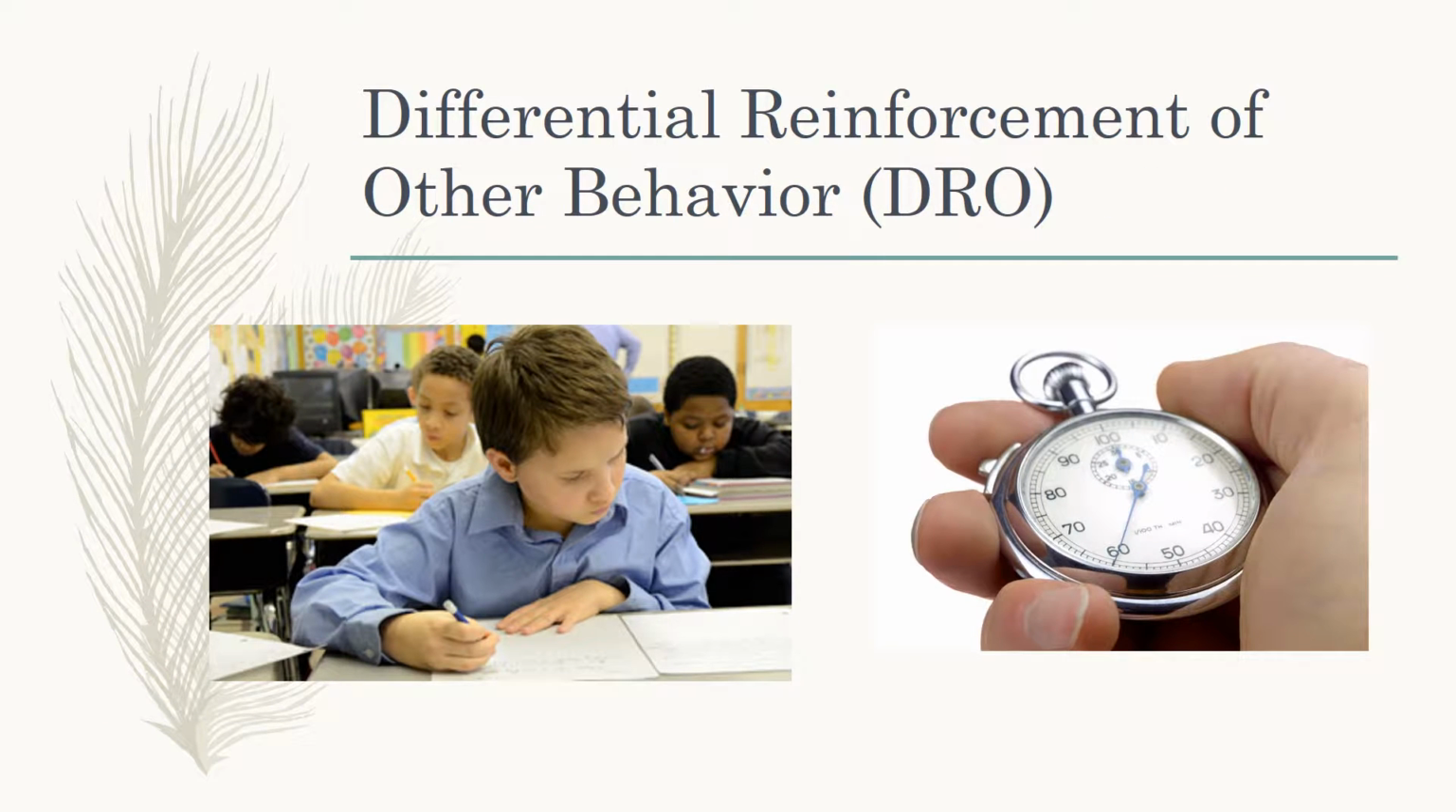In a DRO procedure, reinforcement is provided at the end of the time interval contingent on the absence of the target behavior. If the target behavior occurs, the time interval is reset and reinforcement is delayed. For example, in Daddario, Arnold, and Barton's 2007 study, they found a DRO intervention was effective in reducing the disruptive behavior of 7 typically developing children in a preschool setting.